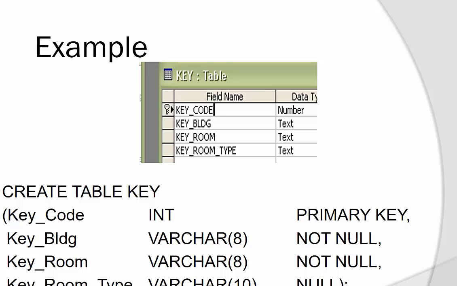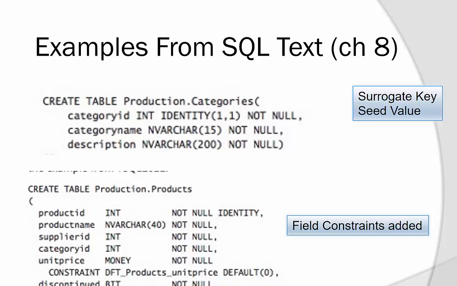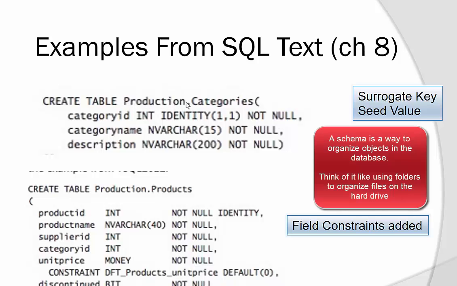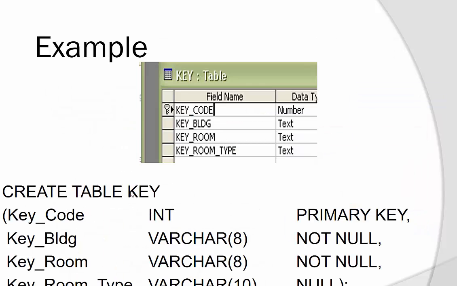If you want key code to behave like a surrogate key, you may want to reference the querying text at page 267. Here is from the querying text, and I wanted to indicate how the surrogate key gets its seed value. So we're creating a table, and notice this dot operation. The name of the table is categories, and this is called the schema. If you don't indicate a schema when you create a table, by default, SQL Server is going to give a schema of DBO. So in this case, there is no schema.